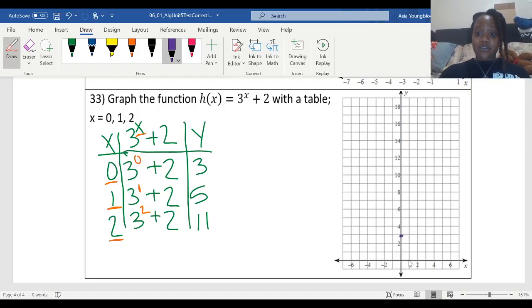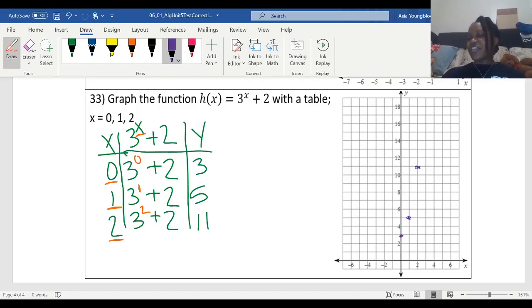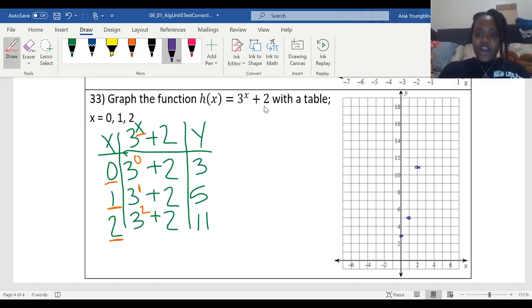Second point, 1, 5, go to 1 on the x-axis and go up to 5. This point here. And our third point is 2, 11, go to 2 on the x-axis and go up to 11. And those 3 points represent our exponential function. Now, similar to the quadratic function, exponential functions also have key features that we didn't really have time to learn about. But when you're drawing your graph, this number tells you where your exponential function is going to slope off to. So our graph is going to look something like this.